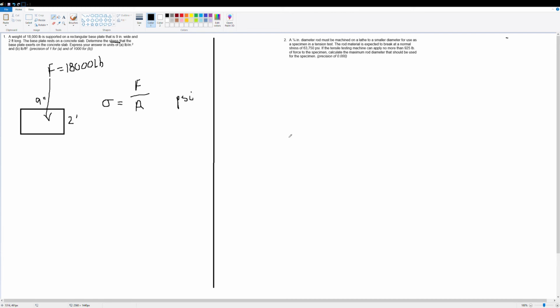So this is actually very easy to calculate. It requires me to calculate the area of this base plate, which is easy. That's equal to 9 inches times, and you don't want to mix your units, so let's convert this 2 feet to inches, which would be 24 inches. Go ahead and use your calculator to calculate what that is. You should have gotten 216 square inches. So that's the area of that plate.